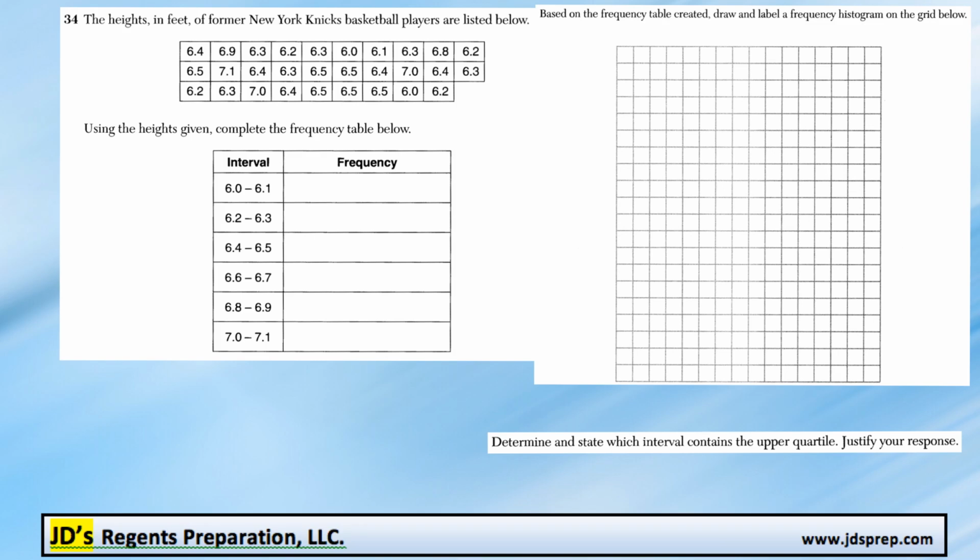This is problem number 34 from the August 2017 Algebra Regents exam. This is a pretty lengthy question. So the first one, we've got the various heights of basketball players, and we need to complete this frequency table.